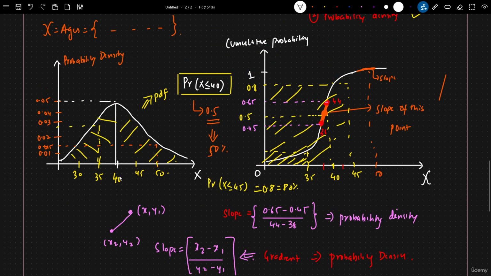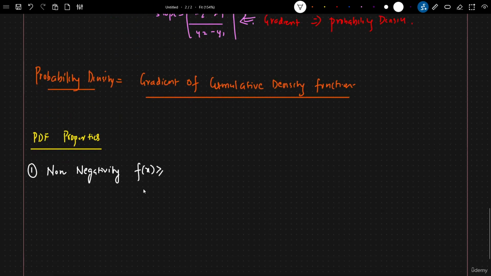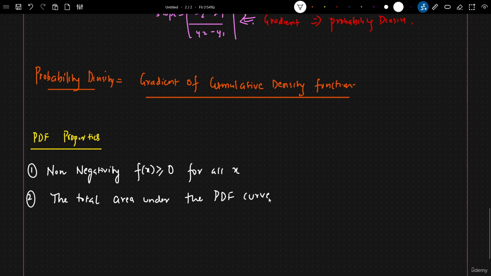See, there should be one function which will take this number and should be able to create your probability density. I know this is how gradient is basically calculated and we get the probability density. But mathematically we use a specific function. So here I'm going to denote it by f of x, greater than or equal to 0, for all x values. Second thing, the total area under the PDF curve, I'll explain the first point in much more detail right now, is equal to 1.